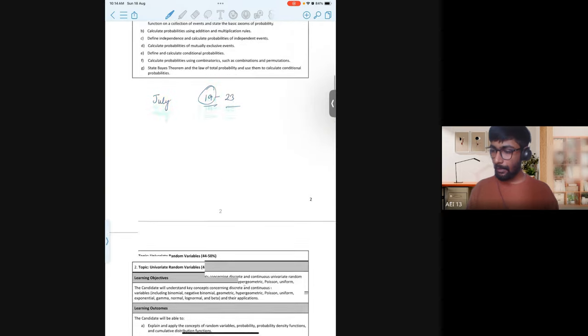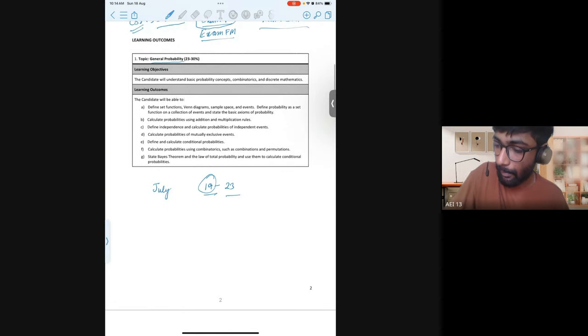Additionally, for example, if you start with general probability, they also give you the weightage for this topic, that is, how many questions you can expect in your exam. So when they say 23 to 30% out of 30, say 30%, then 8 to 9 questions you can expect in the exam. So 30% of the syllabus is coming from this. Then here we see set functions, Venn diagrams, etcetera, calculation of probabilities, all these topics. So now what I will do is go back and look at what videos Praveen sir already has, and then I'll tell you which videos you have to look at.